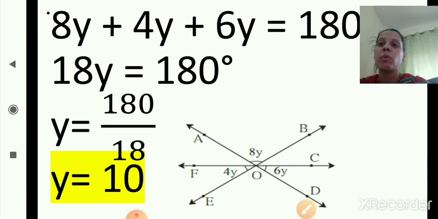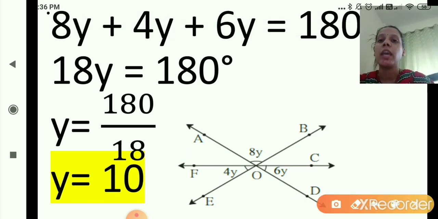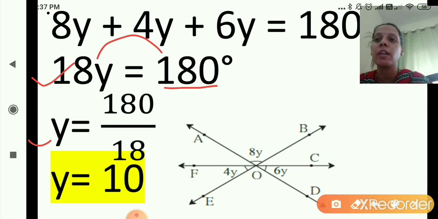So 8y plus 4y plus 6y is equal to 180 degree. Now we will do the addition. 8 plus 4 plus 6 is equal to 18y. So we have written it here, 18y is equal to 180. In the next step, y is equal to, this 18 will go on the right hand side, correct.